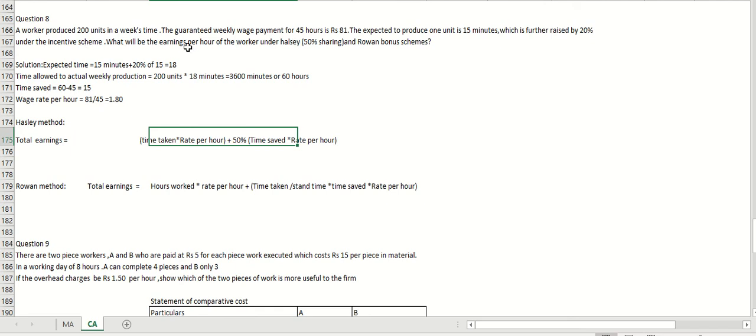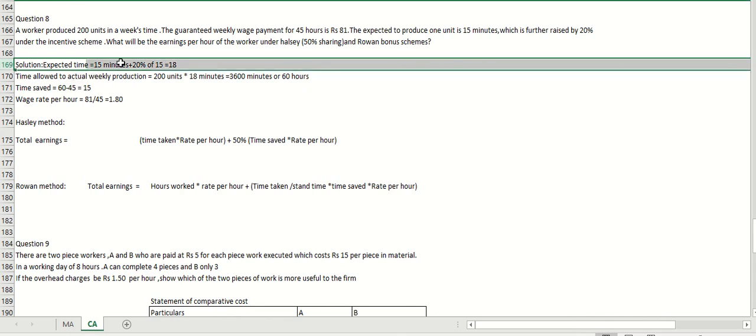What will be the earnings per hour of the worker under the Halsey method, which is 50% sharing of the incentive, and under the Rowan bonus scheme? So the expected time, which if you see is 15 minutes, is raised by the company by 20%.